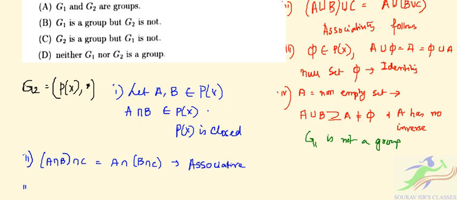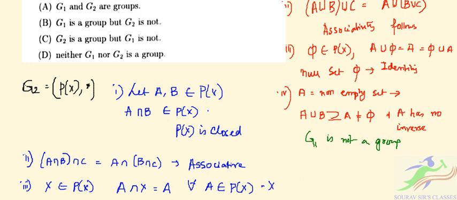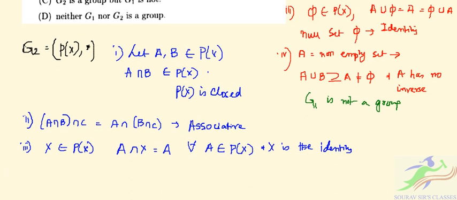Now point number 3. Suppose X is an element of the power set P(X). Then A intersection X will be simply A, for all A belonging to P(X). So here X is the identity. Now let's see the last property, whether this has an inverse. This is point 4.